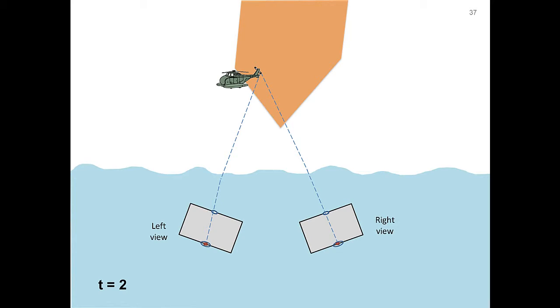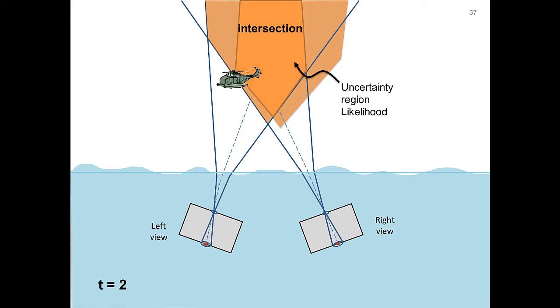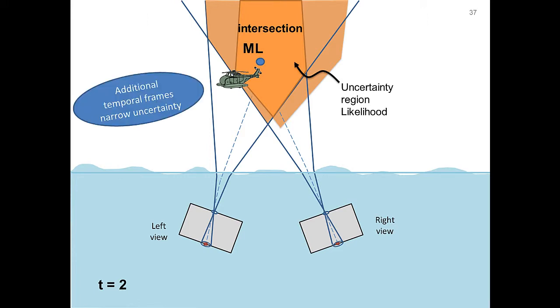Now, we received another pair of frames with different wavy surface. Again, by back projecting in a similar way through the flat surface, we obtain another region, and the possible object location is at the intersection of both frames. This region is narrower. Again, the estimated location is at the maximum likelihood. Additional frames will narrow this uncertainty.